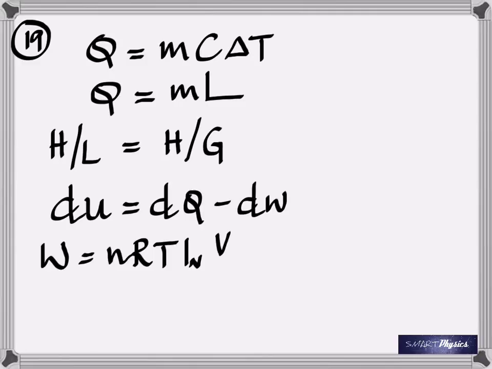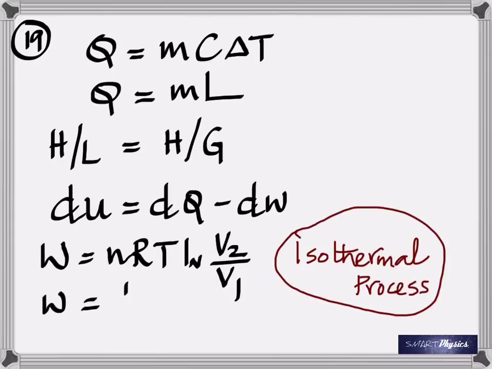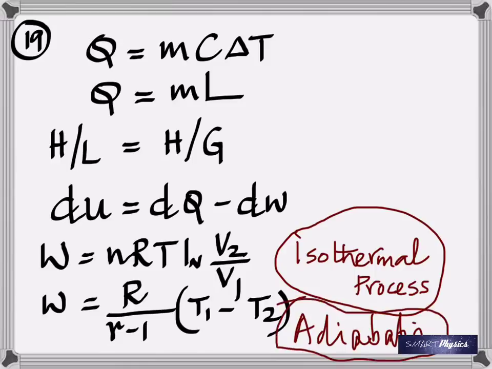Again, I had no chance to teach you this isothermal process. The work done is nRT natural log V2 by V1. It's just from the last semester, so you don't need that. And again, work done in an adiabatic process is this. Neither do you need that. So I'm not going to question you on those two.